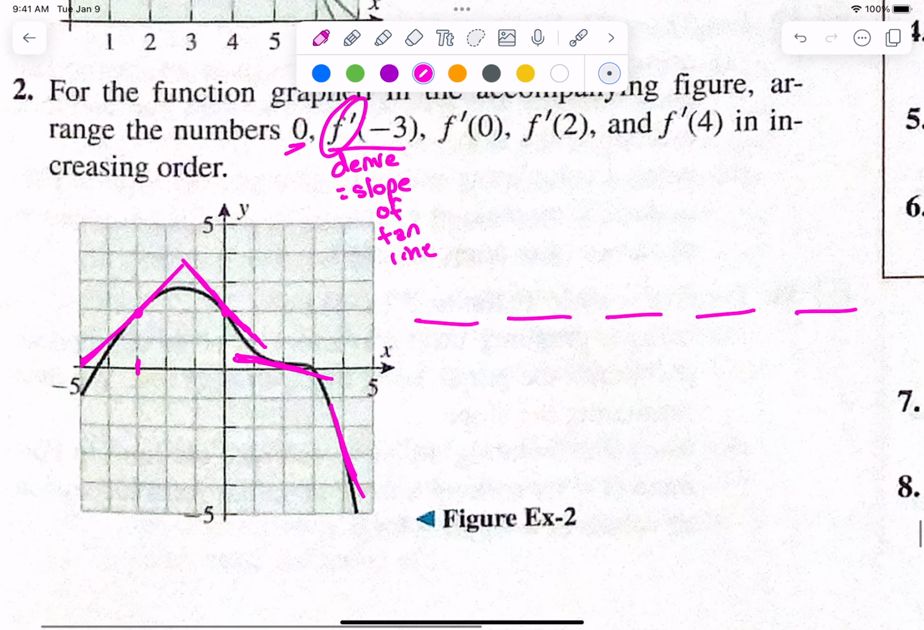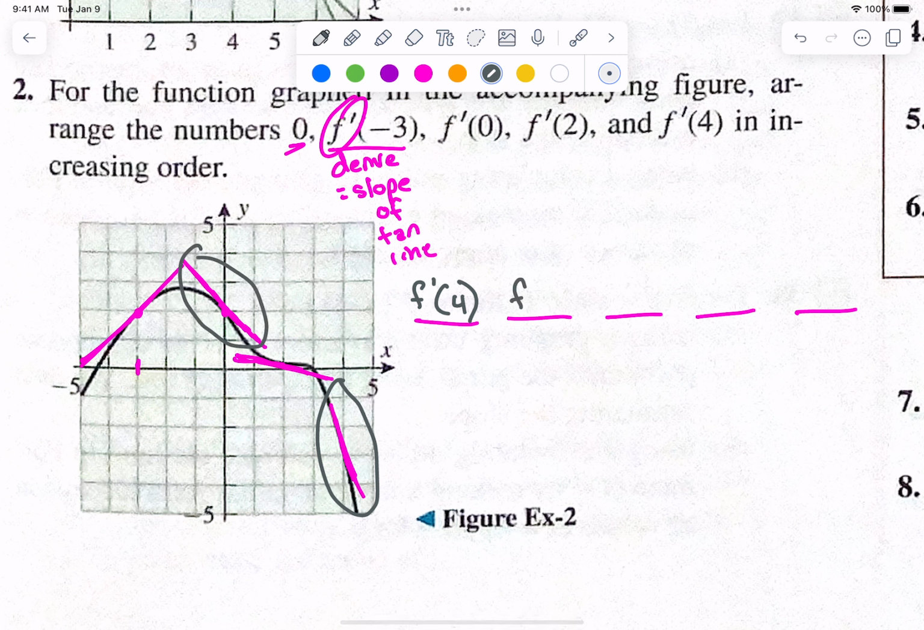Which one is going to be the lowest number, which means the most negative? Not the number 0, the biggest negative number. I'm going to say f prime of 4, because he's the steepest and the most negative. Which one's the next largest? Right here, I'm going to say f prime of 0.